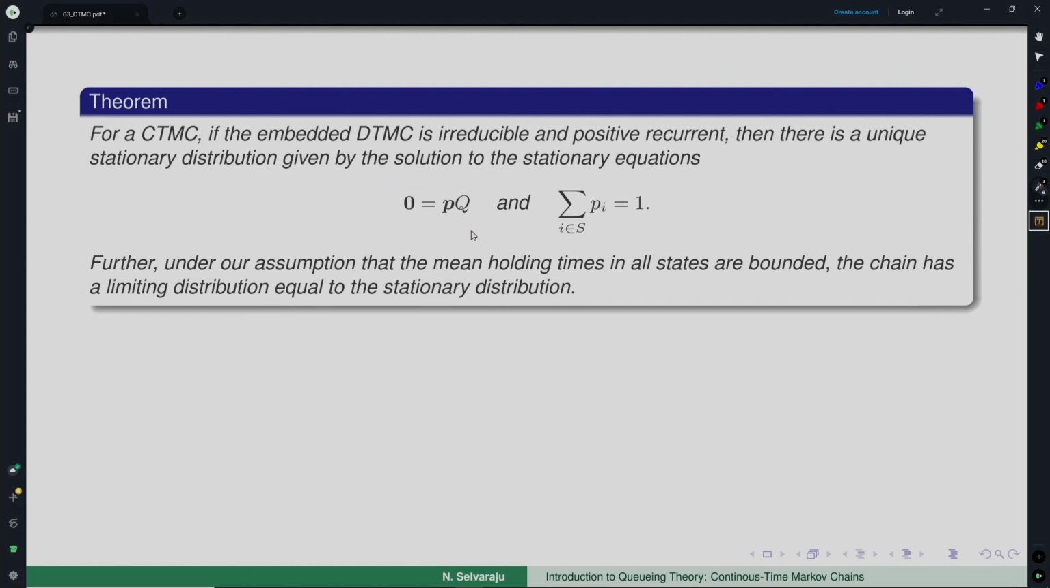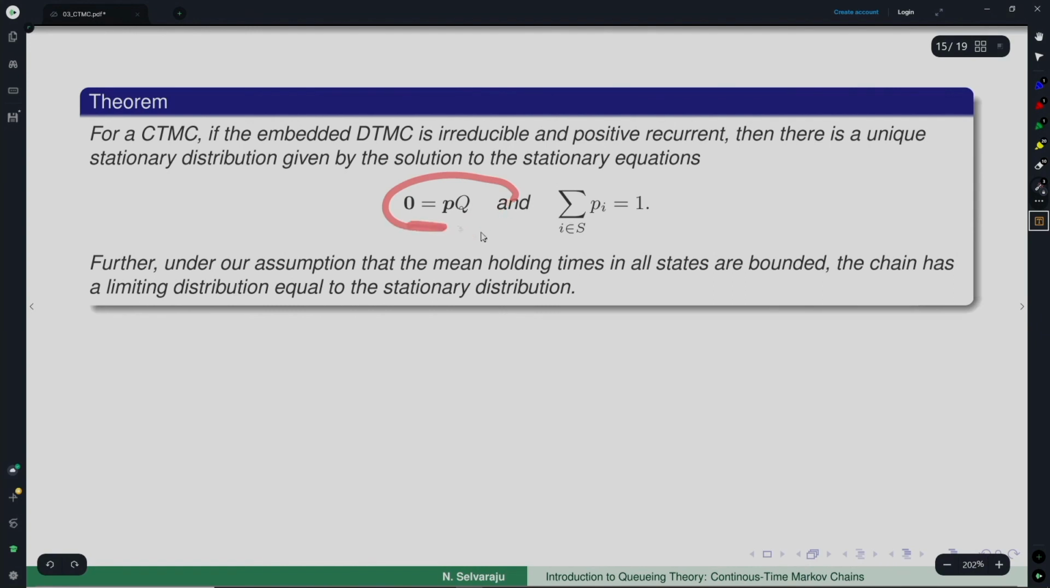Remember, in the case of a discrete time Markov chain, we had pi equal to pi P, where P was the transition probability matrix, such that summation of pi equal to 1 was the stationary equation in the case of DTMC or simply Markov chain. But for the continuous time Markov chain, this is the stationary equation: 0 equal to pQ.